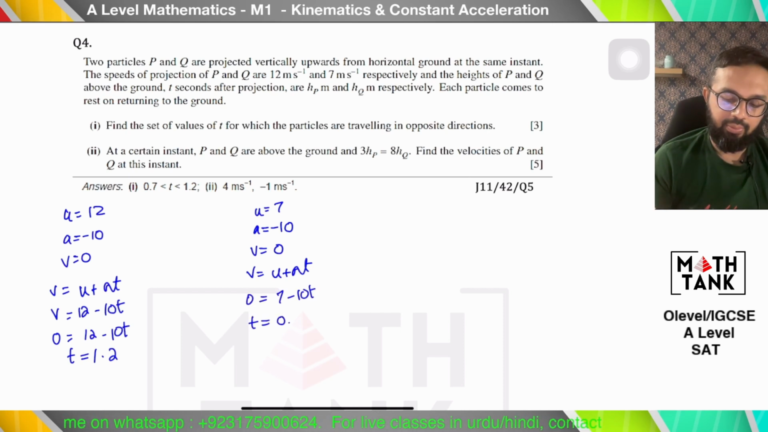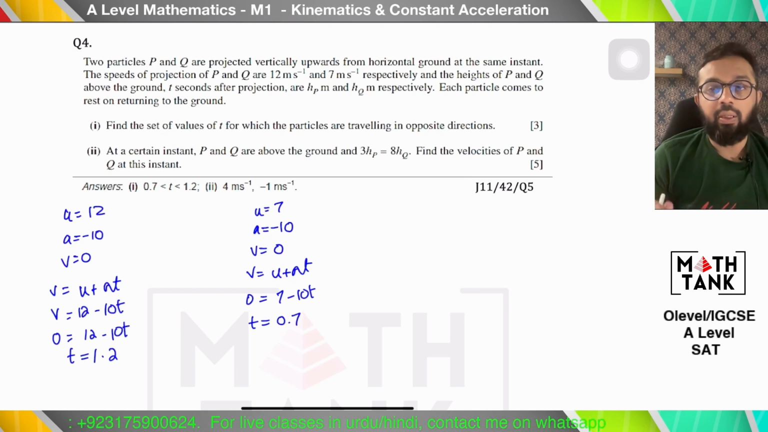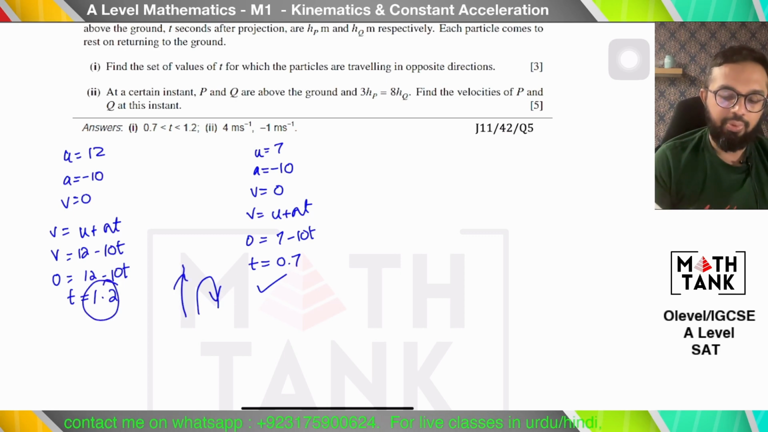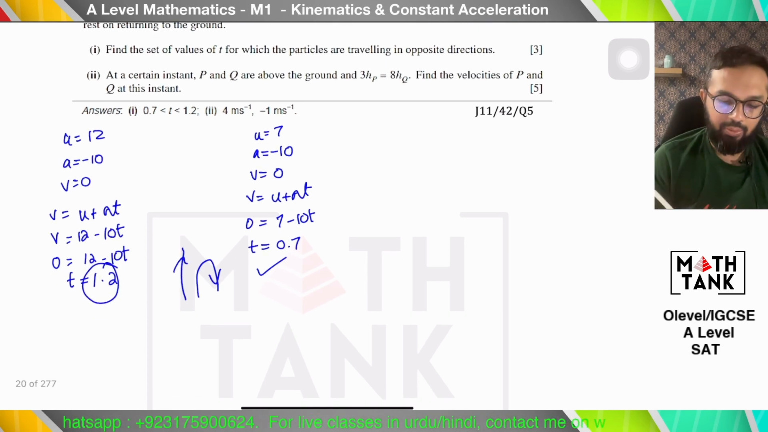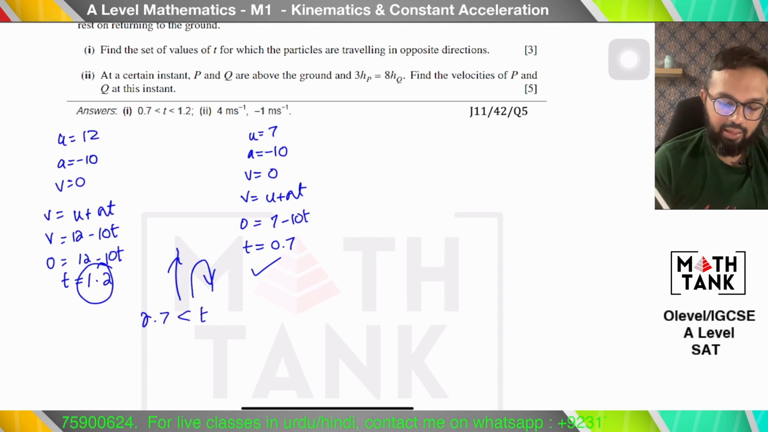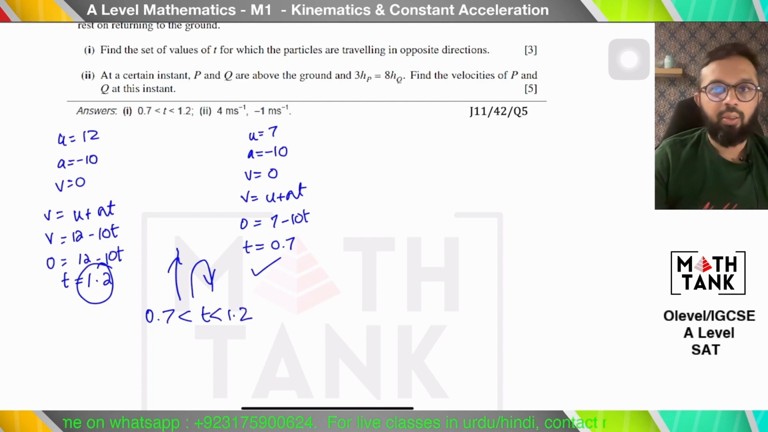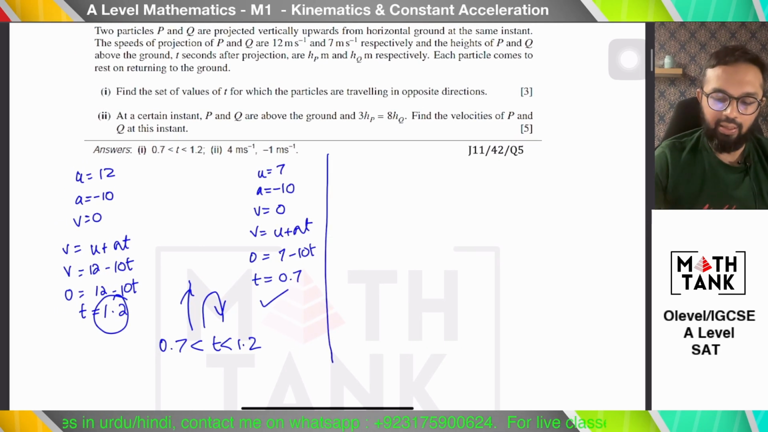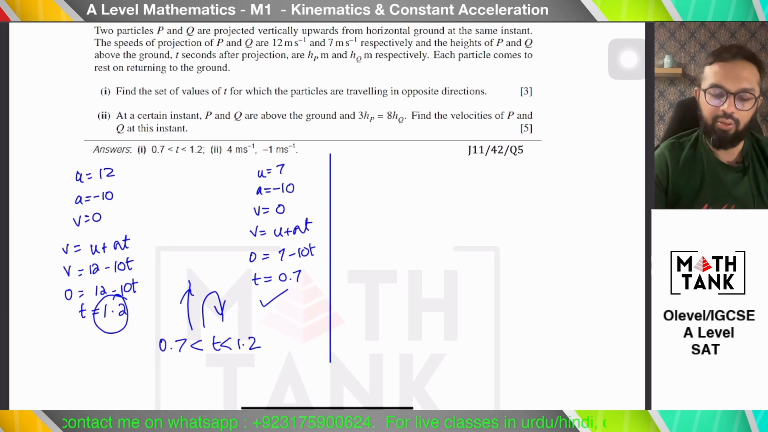Equals 1.2, and for the other, t equals 0.7. So if this particle started reversing at 0.7 and it was going down, this was still going up, which means that between 0.7 and 1.2, the particles had different directions. Why? Because one was traveling up and the other had already turned.